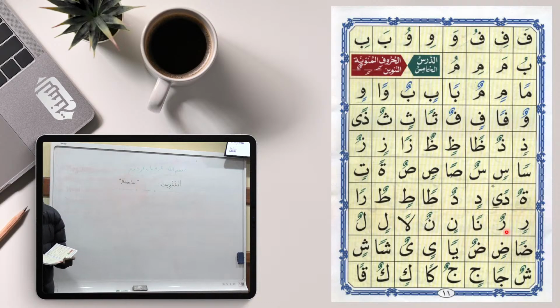Ron, rin, run. So there are two things with the ra that we need to pay attention to. Number one is that dhamma and fatha, or dhammatan and fathatan, cause heaviness for the ra. Second thing is that the ra always has a tiny roll, whether it has a dhamma, fatha, or kasra. A tiny roll with it.